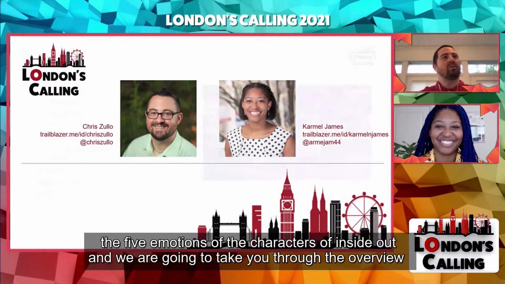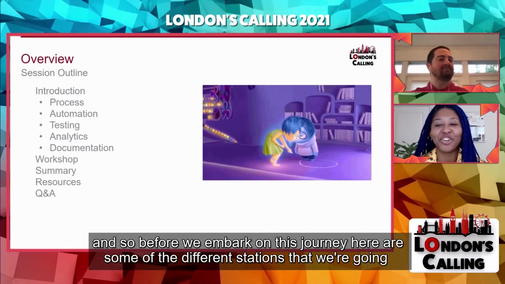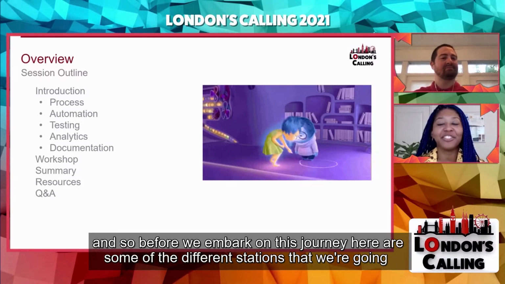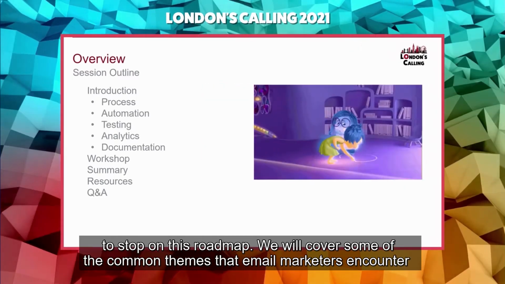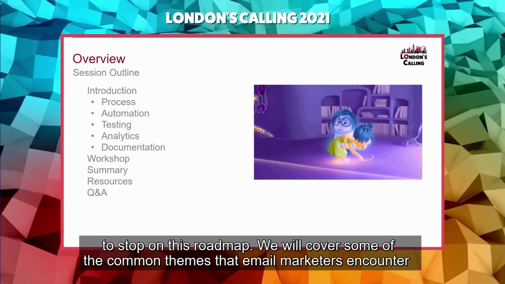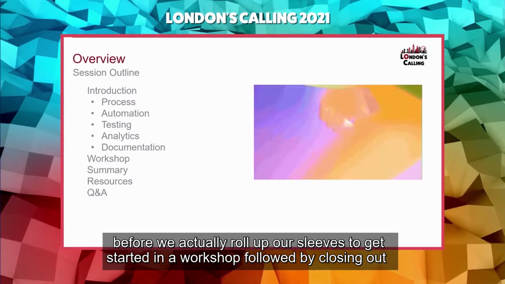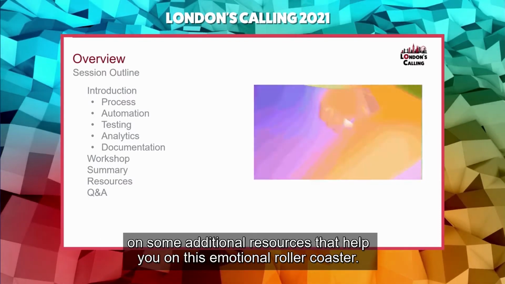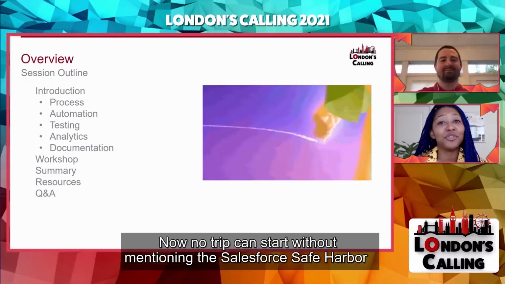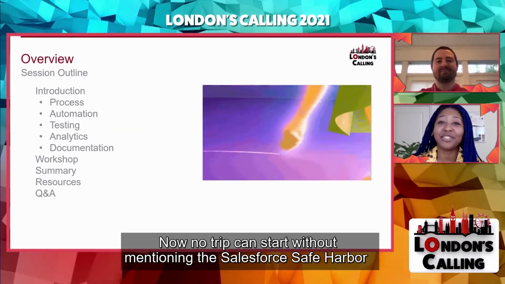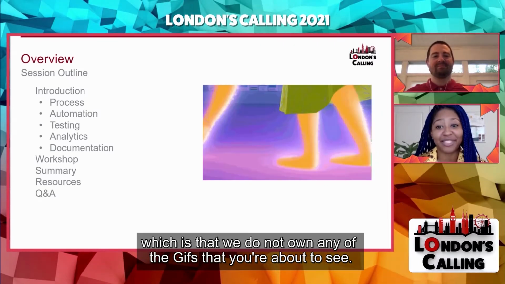And we are going to take you through the overview. Before we embark on this journey, here are some of the different stations that we're going to stop on this roadmap. We will cover some of the common themes that email marketers encounter before we actually roll up our sleeves to get started in a workshop, followed by closing out on some additional resources that help you on this emotional roller coaster. Now, no trip can start without mentioning the Salesforce safe harbor, which is that we do not own any of the gifs that you're about to see.